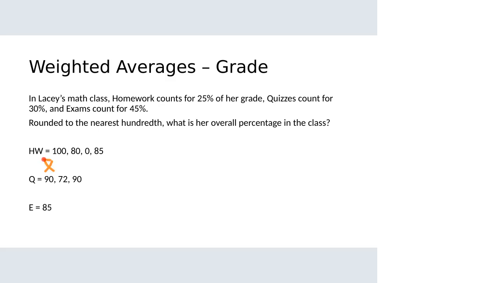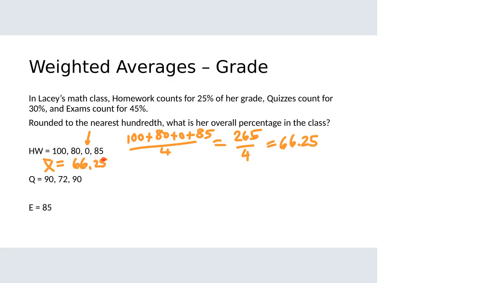And let's see, that's going to be 100 plus 80 plus 0 plus 85 divided by 4. Oops. 100 plus 80 plus 0 plus 85 is 265 over 4. Make sure you divide by 4 if this happens. We don't throw that 0 out. That's one of the grades, so we keep it. So 265 divided by 4 is 66.25. And we're not going to do any rounding until we get to the very end. So 66.25 is going to be the homework mean.